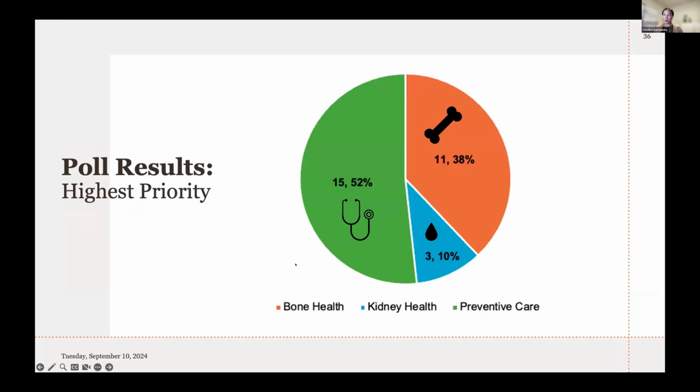However, then we made it a little bit harder, and we asked people to rank these areas in terms of priority: 1, 2, and 3 from highest to lowest priority. And you can see here that most participants ranked preventive care as the highest priority topic area. Bone health was pretty close behind, and then kidney health was felt to be the 3rd priority.